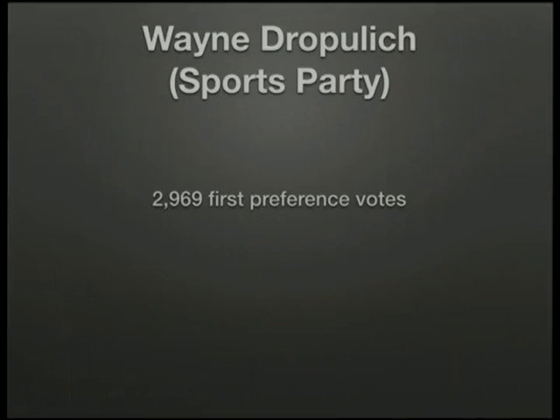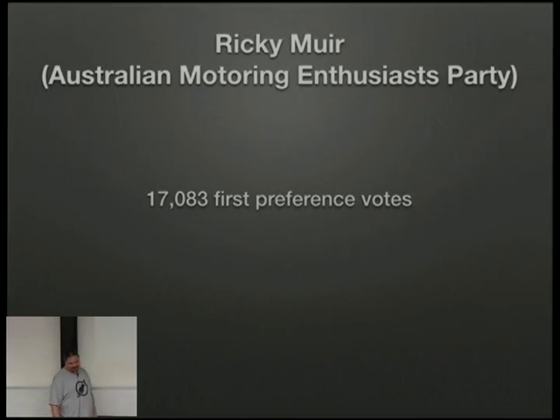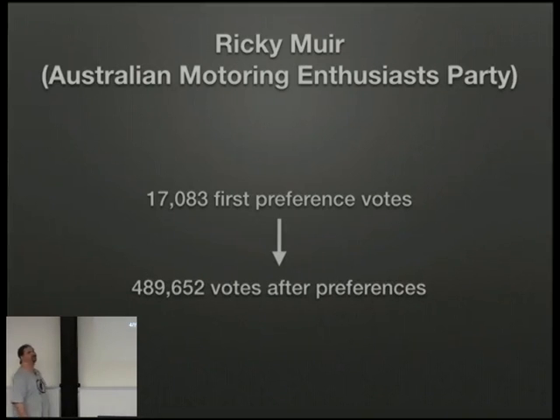And that results in things like, again, coming back to this, that's how many first preference votes Mr. Dropulich received. After preferences, and that's out of 1.3 million votes. That's how many he got after preferences. Ricky Muir, who was the other standout result: 17,000 votes out of 3.4 million.